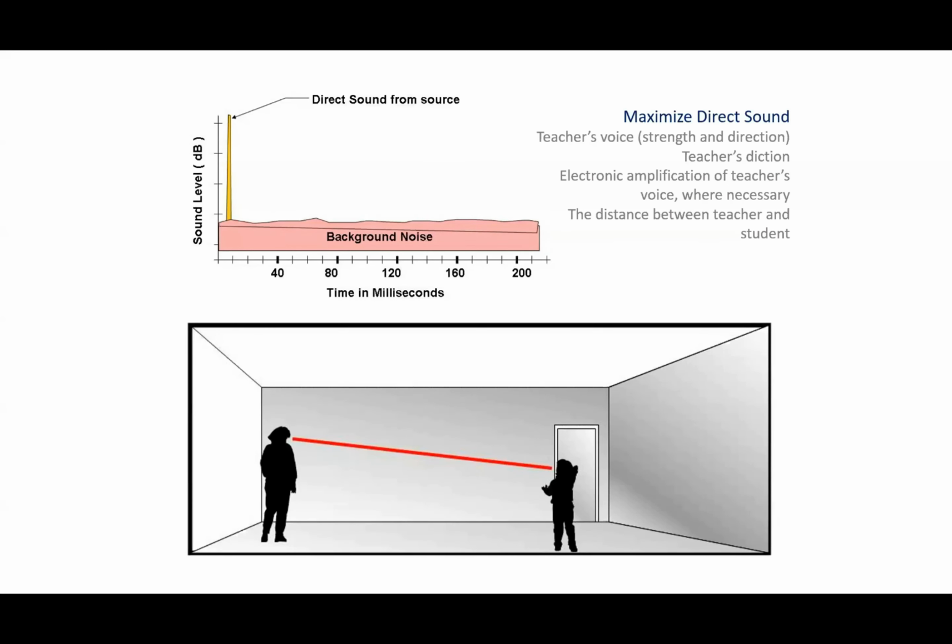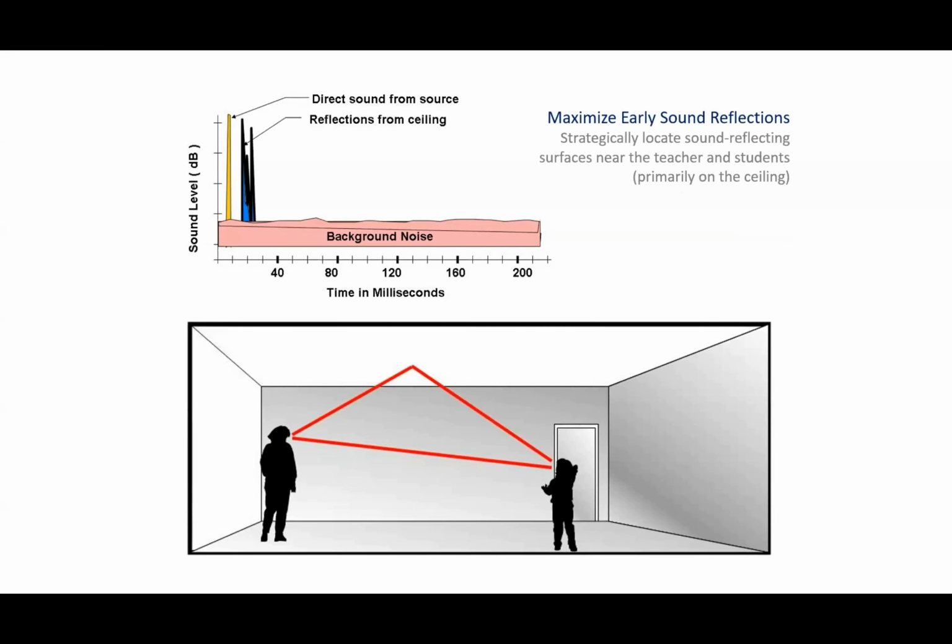And that's where, again, in those large spaces, you do add things like electronic amplification. Then we're going to want to maximize our early sound reflections. These are going to be reflections off of hard sound reflecting materials on the ceiling. In some of these cases, we want to strategically locate these. So we don't want them everywhere, but we want to focus on where they need to be.